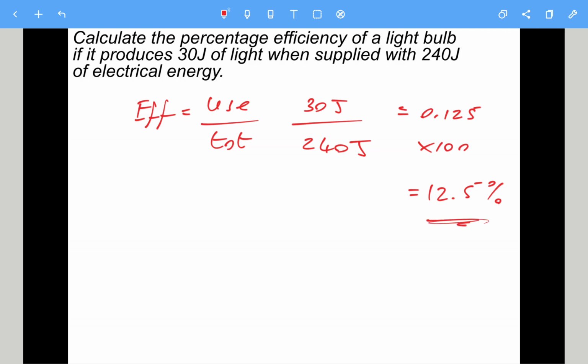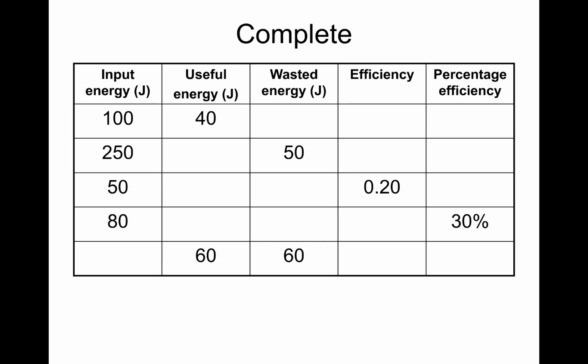Okay, I've got some more questions. So if you want to pause and have a go at this table, try and figure out what's missing and how to do it. Then I'll take you through the answers. So the first one. We've got input energy of 100 joules, useful is 40, so the wasted energy must be 60. Then efficiency, remember efficiency is useful divided by total, so 40 divided by 100 gives us 0.4, and then times by 100 to get a percentage efficiency of 40%.